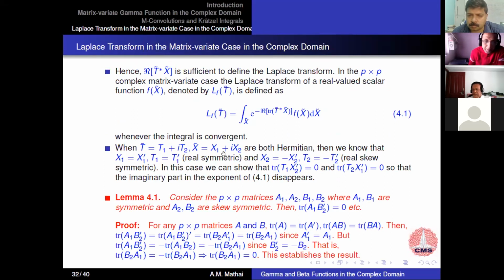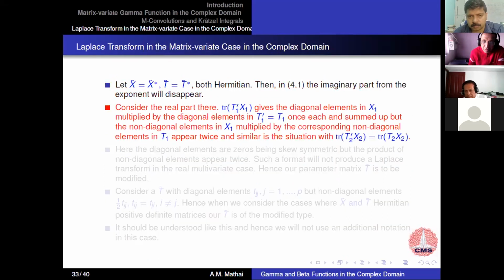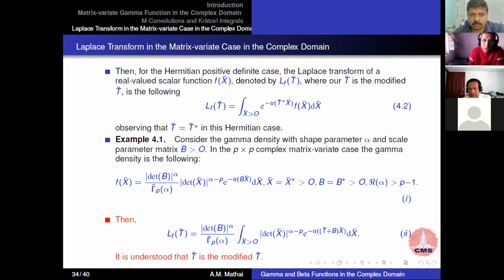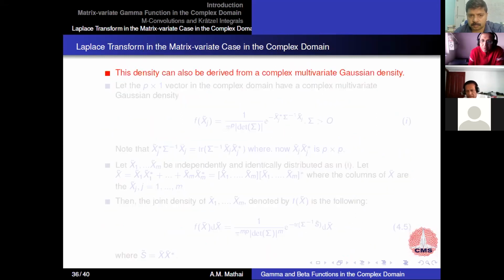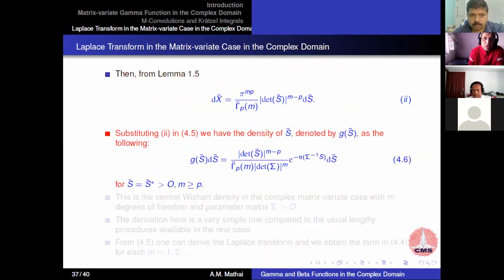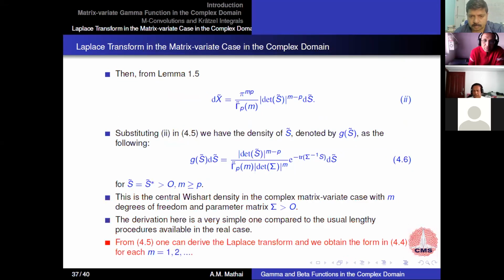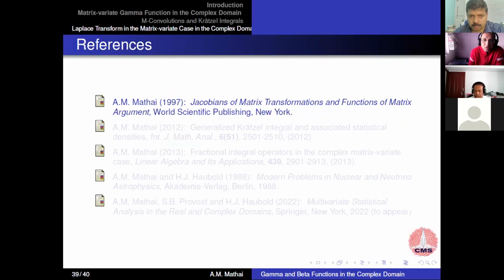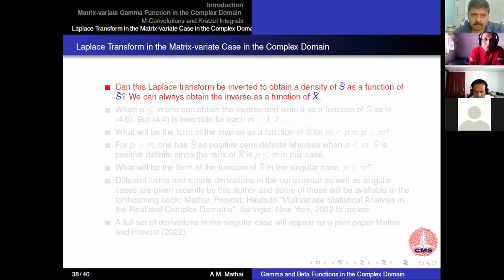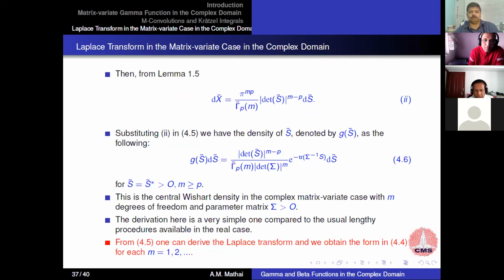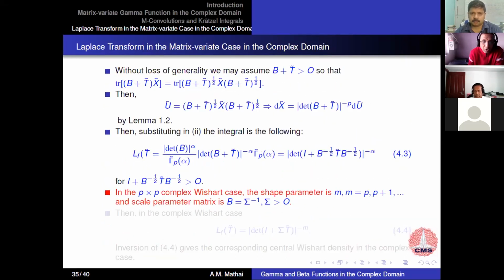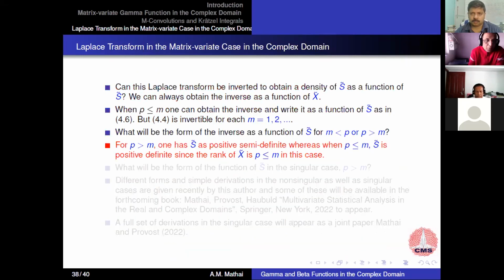Positive definite, yes, we have plenty of results. Some of the results are available in my 1997 book, and the remaining ones will be coming out in 2022. Okay, very good. Springer will be publishing it. It's a big book, about 2,000 pages, and it will contain a complete collection of the results in the complex domain. Okay. Thank you, Professor. Any other question, please?